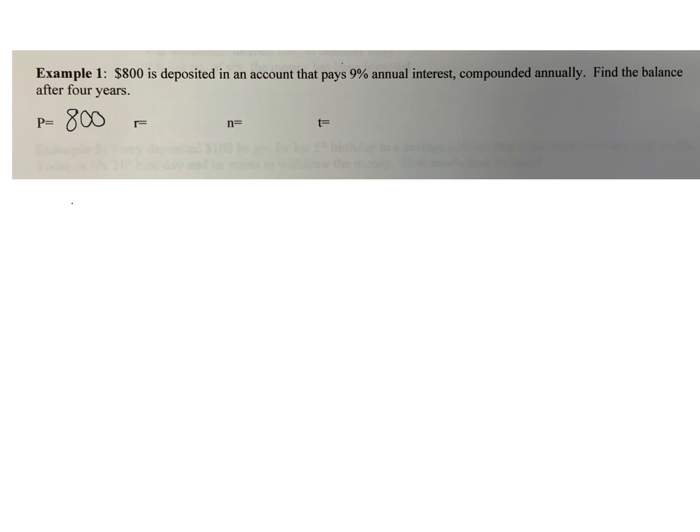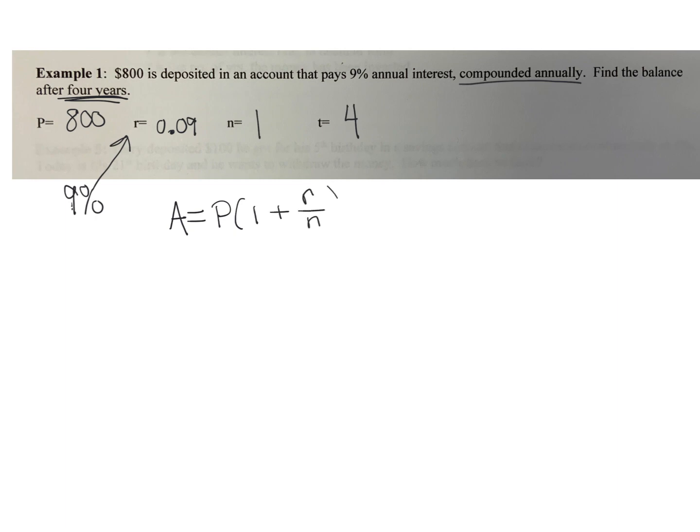My rate, it says 9, but we have to make that a decimal. So remember, if I have 9%, you have to move the decimal over twice to make the percentage become a decimal. So it's going to be 0.09. Compounded annually, so that means I'm compounded once. And it says find the balance after 4 years, so my T is 4. So I'm going to write down my formula. My amount equals my principal times 1 plus the rate over n, to the nt power. So I'm going to plug everything in.